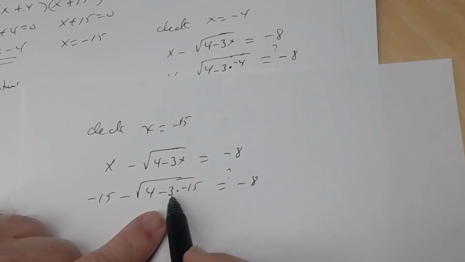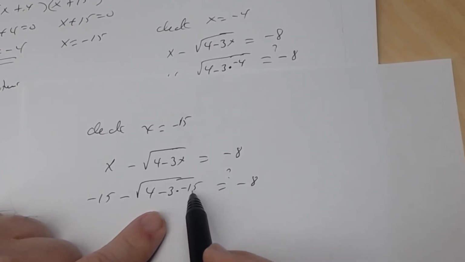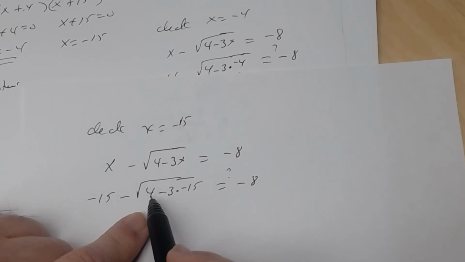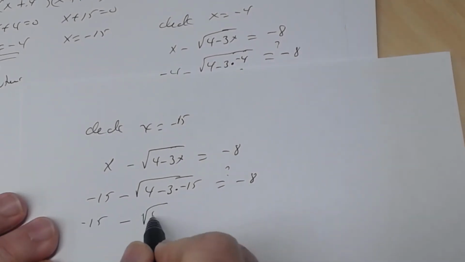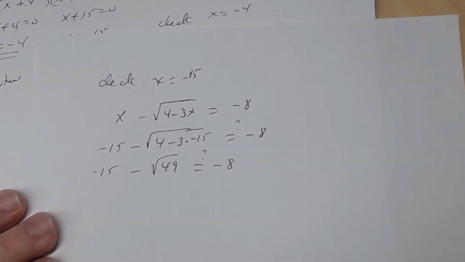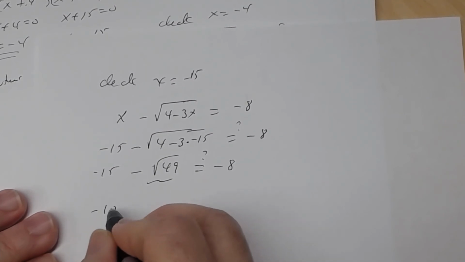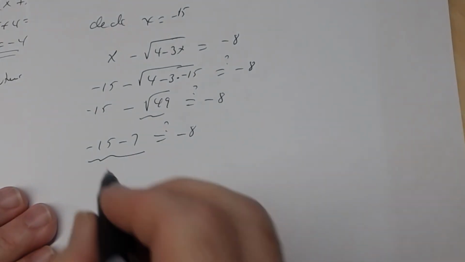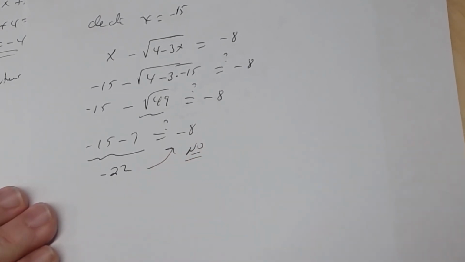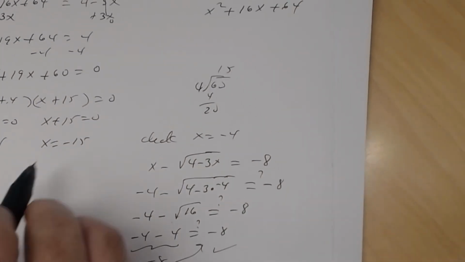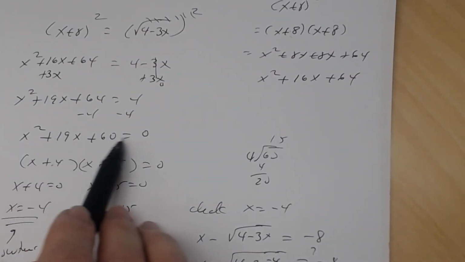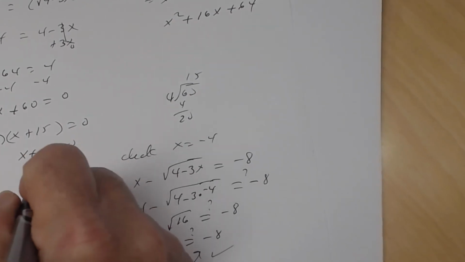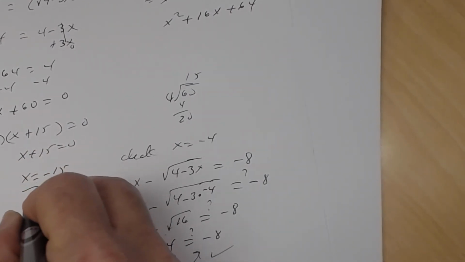Just like we've been doing, a negative 3 times a negative 15 is a positive 45. A positive 45 and a positive 4 is a positive 49. So I get negative 15 minus the square root of 49, and the question is, is that going to equal negative 8? The square root of 49 is 7, so this becomes negative 15 minus 7, and is that equal to negative 8? A negative 15 and a negative 7 is a negative 22, and those do not equal. So negative 15, this proposed solution, although it is a solution to this quadratic, is not a solution to the original. So it's not a solution to this radical. So this right here is technically an extraneous solution.